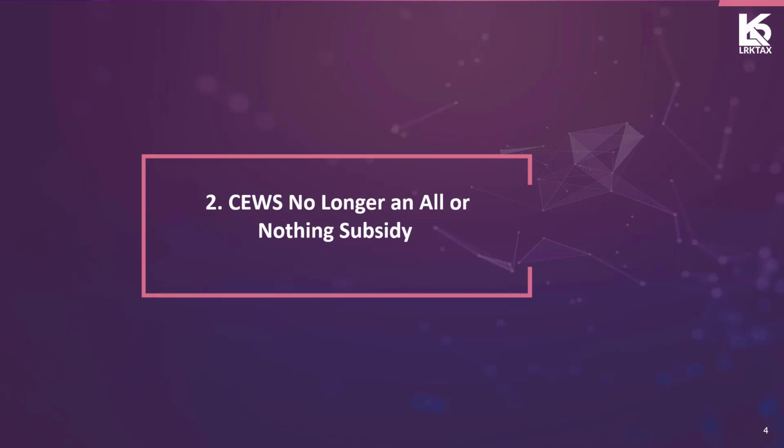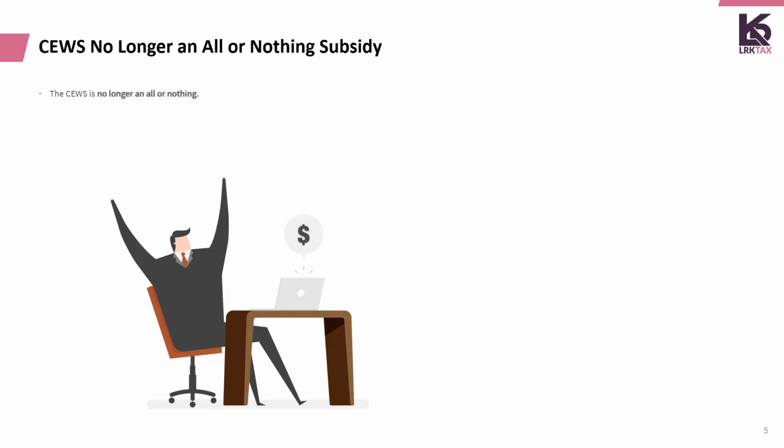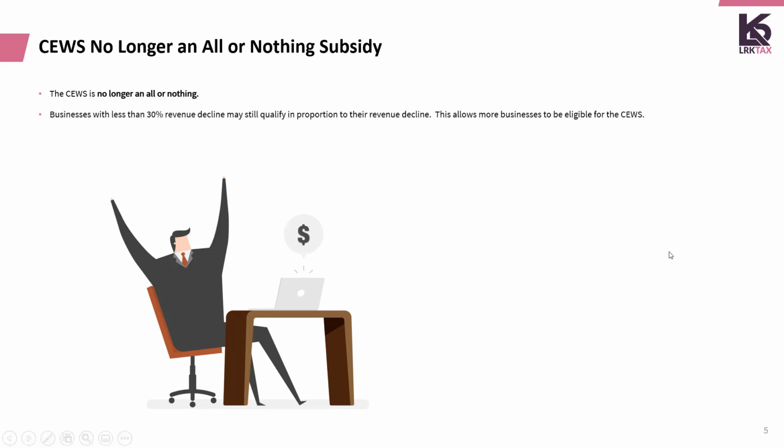So 2, the CEWS is no longer an all or nothing subsidy. With the original CEWS, you needed to meet a 30% revenue decline test to get a 75% wage subsidy. If you had a 29% revenue decline, then you wouldn't get anything. With this new subsidy, you still need a revenue decline, but if you have at least some revenue decline, you'll still get something. So businesses with less than 30% revenue decline will still get something from the government.